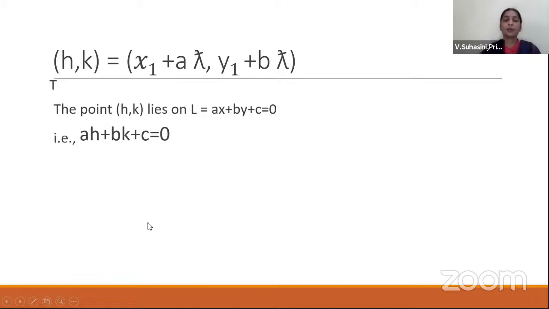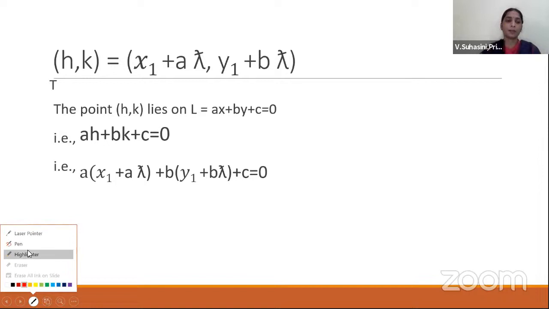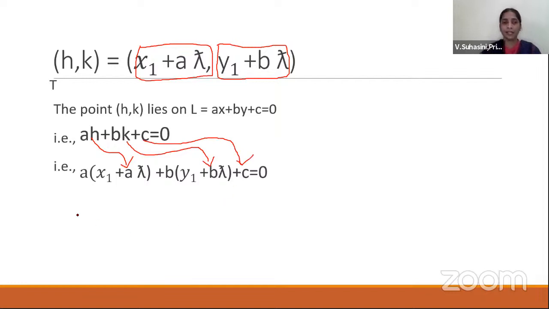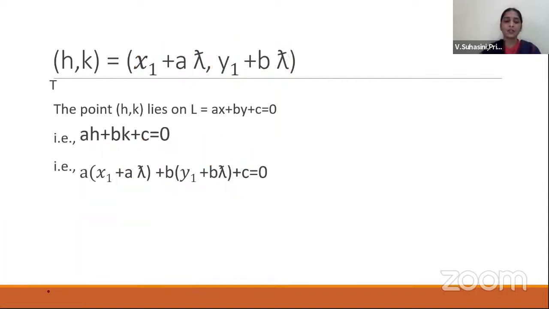And then we shall substitute the value of h and k here in the equation. We got h is equal to x1 plus a lambda and k is equal to y1 plus b lambda. In place of h, we shall substitute x1 plus a lambda, and in place of k, we shall substitute y1 plus b lambda. And plus c is as it is. Is this clear, children? Now, we shall multiply a with the terms inside the bracket: ax1 plus a into a lambda, a square lambda, plus by1 plus b into b lambda, b square lambda, plus c is equal to 0. Is this clear for you all, dear children?